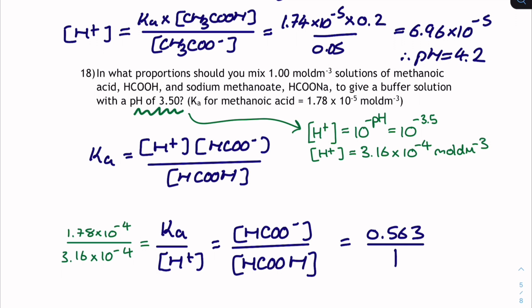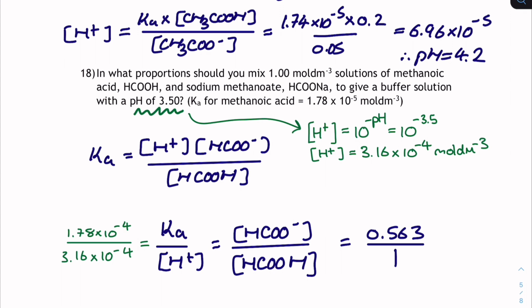Now I've been asked here for two quantities from the Ka expression. I've been asked for the sodium methanoate, which is represented by the methanoate ion in the Ka expression, and I've got the methanoic acid. Now, this is quite common. You can see my rearrangement here is a little bit unusual, but it's just writing out and knowing the Ka expression. And I've got my two terms that I have values for here, and you can see the values just alongside it. And if I do this calculation, 1.78 times 10 to the power of minus 4 divided by the 3.16 times 10 to the power of minus 4, that's going to be a value that I can associate to these two in a ratio.